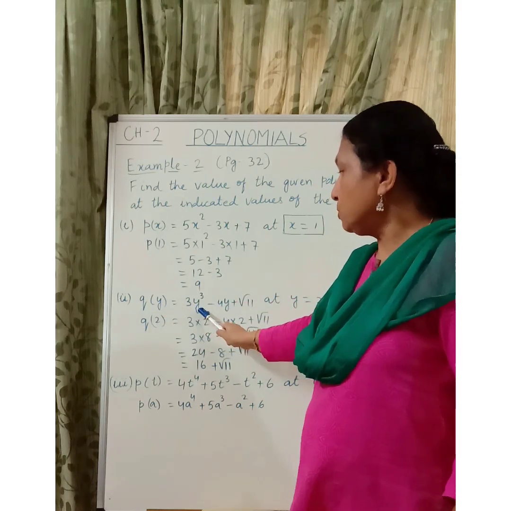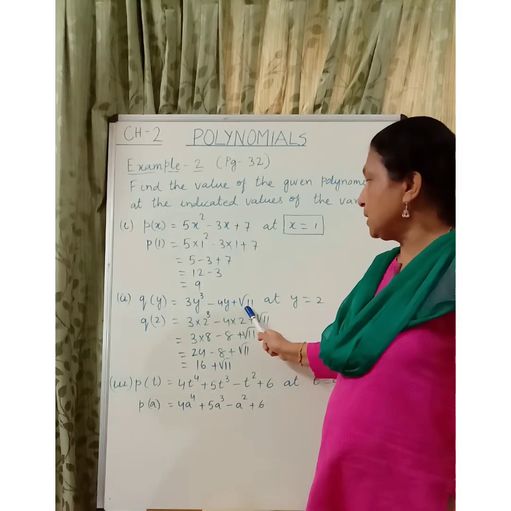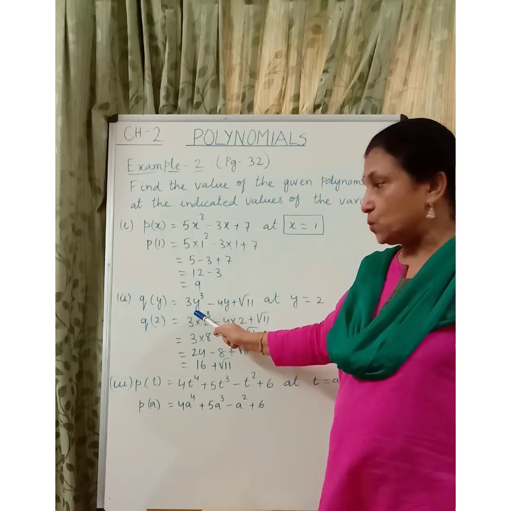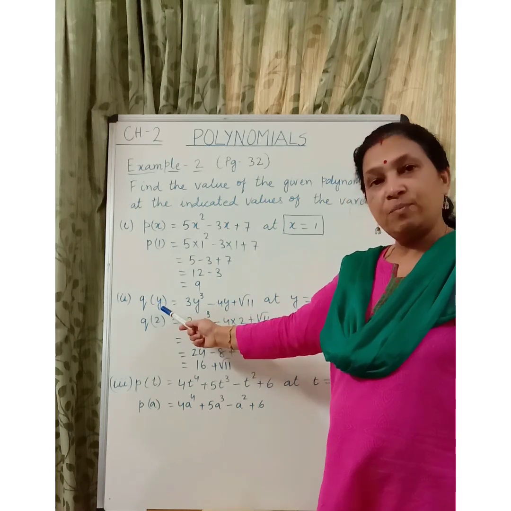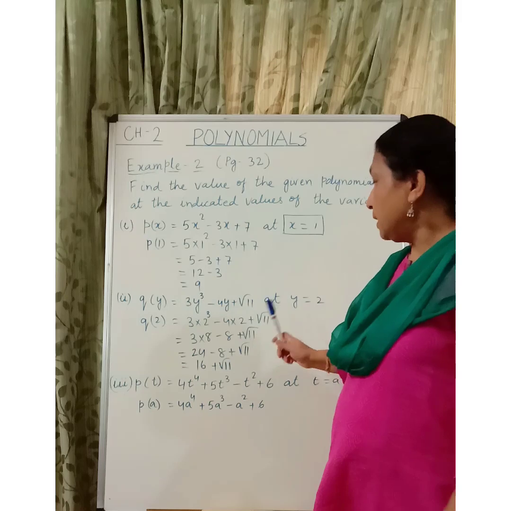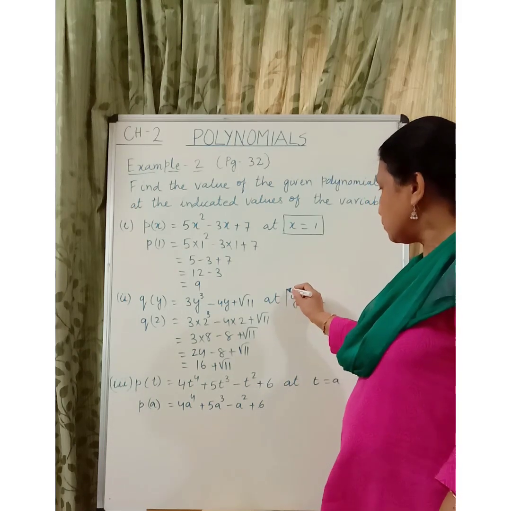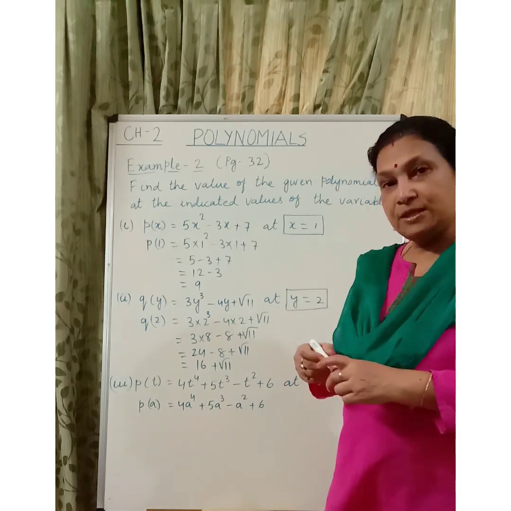q(y) is equal to 3y cubed minus 4y plus root 11. So you can see here the variable used here is y. So we are writing q of y. We can write p of y also or q of y here, it is given. The indicated value of the variable is given here, y is equal to 2. So we will be substituting the value of y as 2.